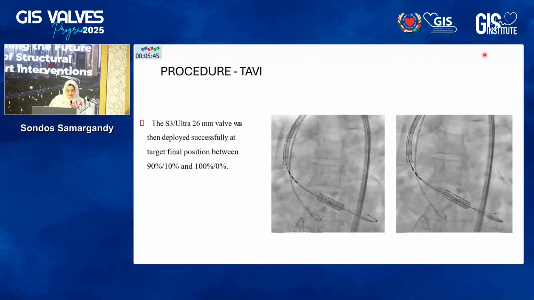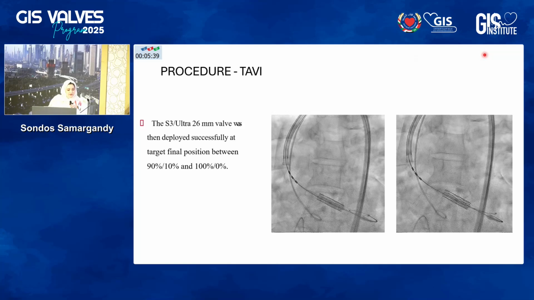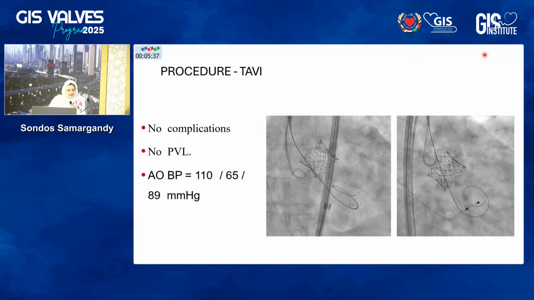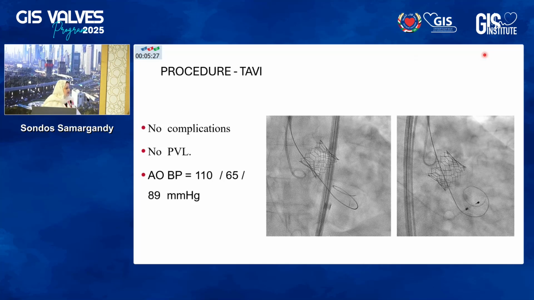Okay. So we can see that we deployed it as a 26 Ultra. Things were very, very good. But my question is, seeing this, I would like to hear from the panelists. Dr. George, do you think we should go for a second inflation, or will you be happy and depend on the hemodynamics?